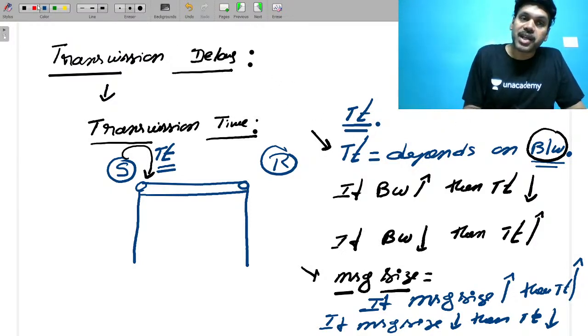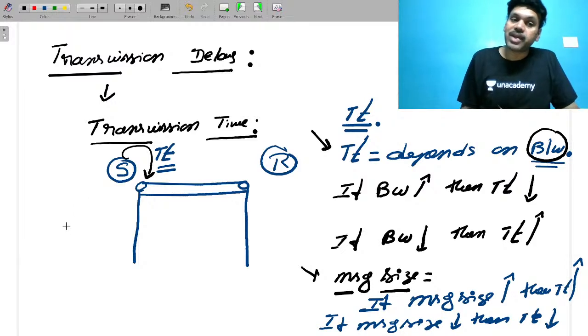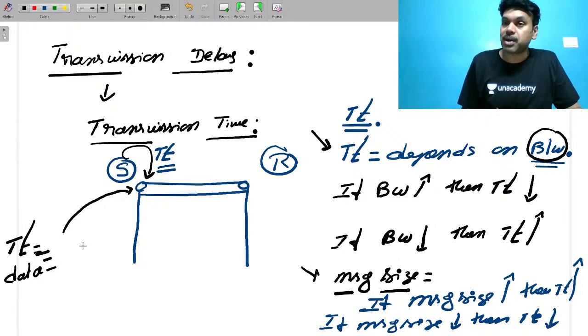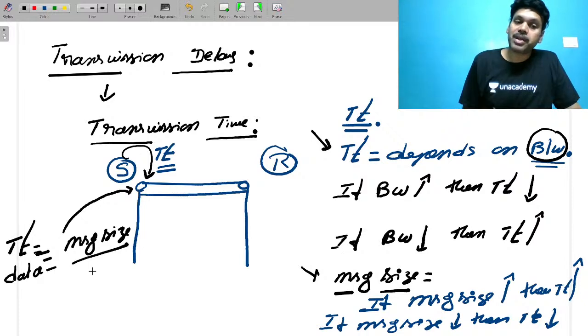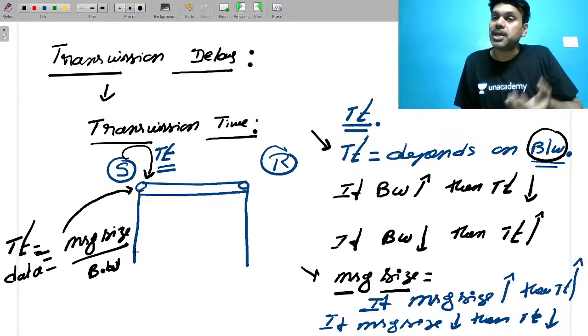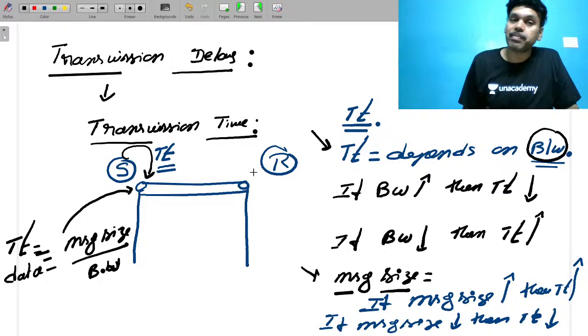Transmission time is completely at the sender side, where he has to place the data onto the media. How much time it takes is the concept of transmission time. Transmission time to place your data onto the media depends upon your message size and upon your bandwidth. This is how you push your data onto the media. It takes some time, and that time is nothing but transmission time only.